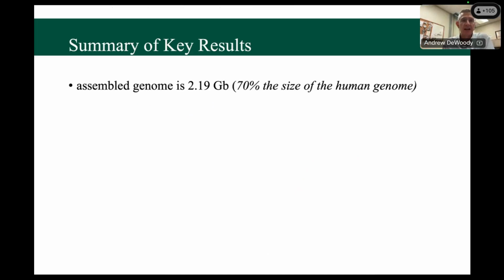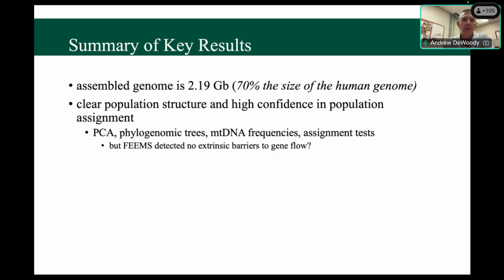So I'm going to wrap things up over the next couple of slides and try and drive home the major points as I see them. And so the assembled genome of the western chicken turtle is about 2.2 billion base pairs. Our survey of population genomic diversity revealed clear structure and high confidence in population assignment using a variety of different approaches, but we detected no extrinsic barriers to gene flow.